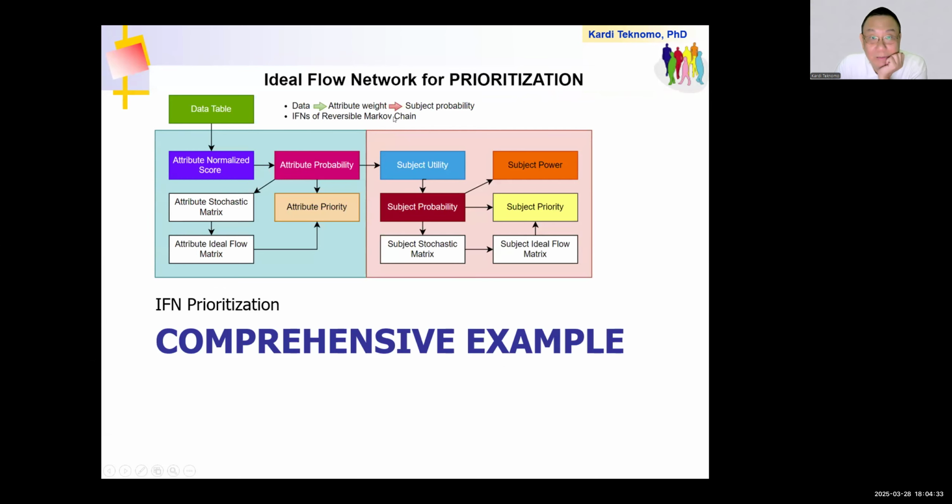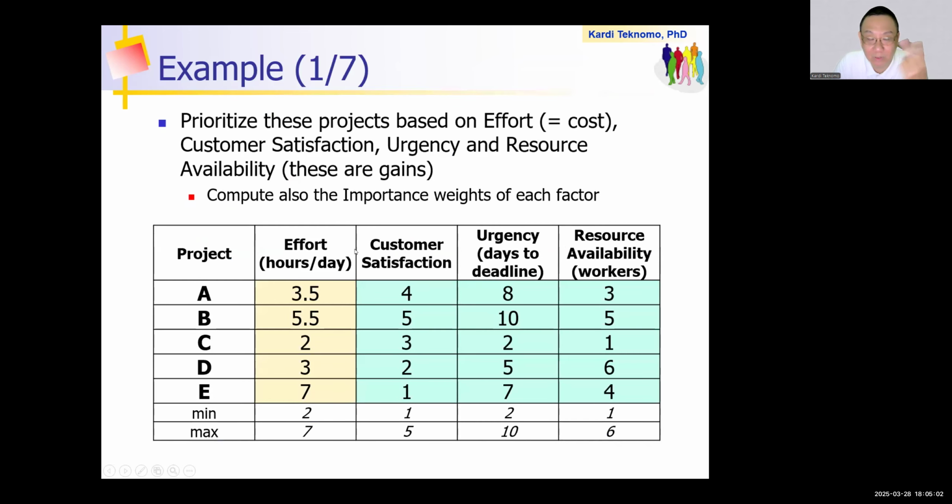So again, let's get the comprehensive example for all. We get a data table, right? And then you calculate the normalized score and attribute probability, and then you get the priority there. And then you can get the subject probability, subject utility, and then probability, and then priority. A while ago, this is what we have. So let's do that. Now, instead of just 2, I have 4 variables here, and we have 5 projects.